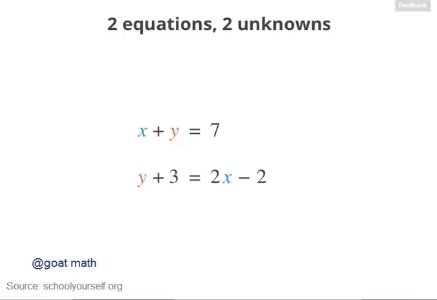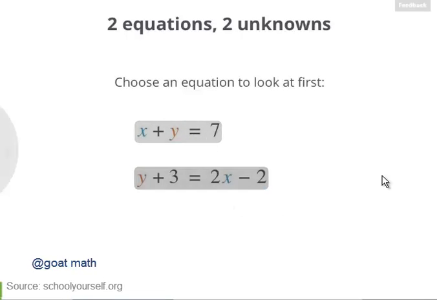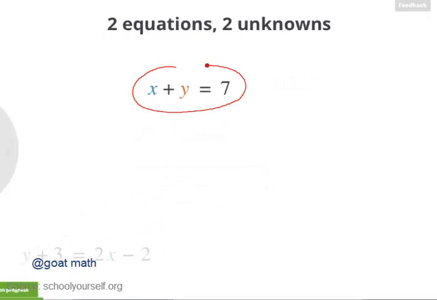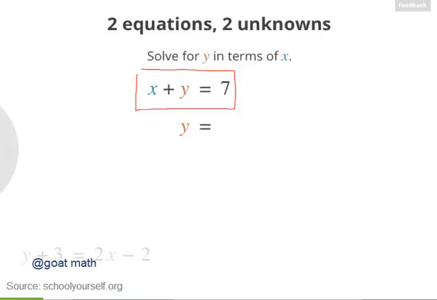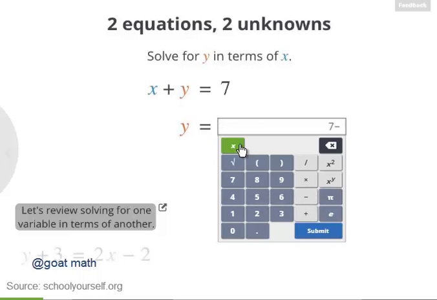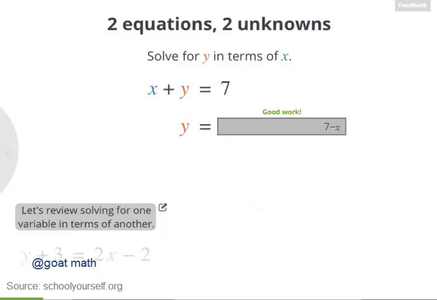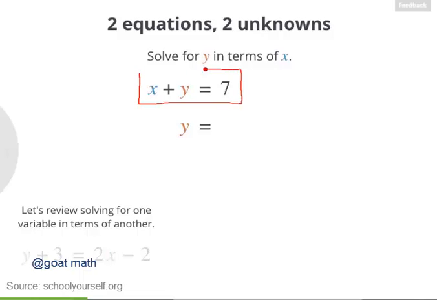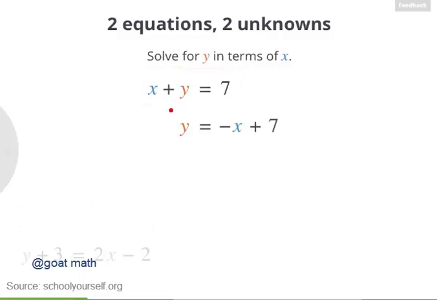But let's go ahead and try. So to begin, pick one of these equations that we'll look at first. Okay, great. X plus y equals 7. We'll hold on to the other equation down here. So first, try solving this equation for y in terms of x, or click down here if you'd like to review how to do this. Right, saying x plus y equals 7 is the same thing as saying that y equals negative x plus 7.